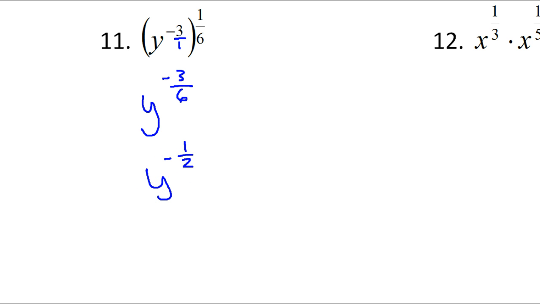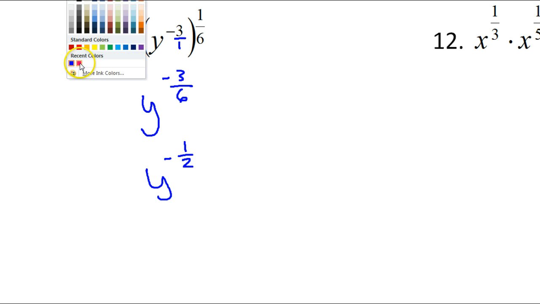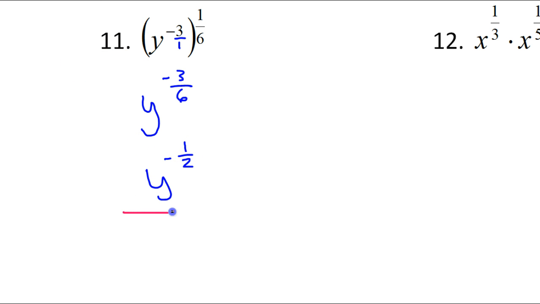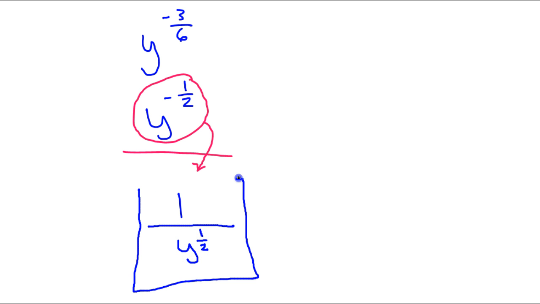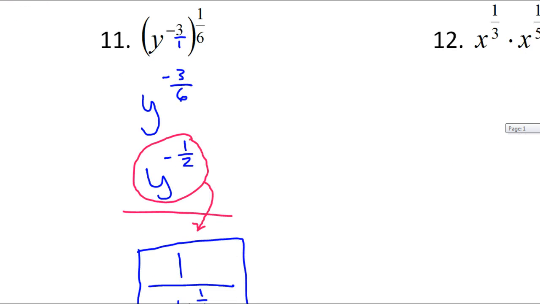Now we will do what we talked about. This is a negative exponent, and we know that if you have a negative exponent, that means this expression is on the wrong side of the fraction. So this is going to have to be dropped down. So if I do that, in the end, I will have 1 over y to the 1/2 power. So this would be your final answer for number 11.